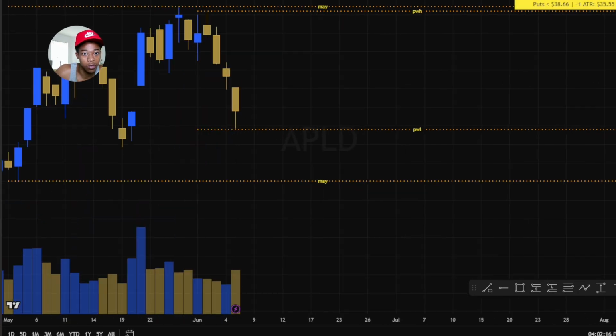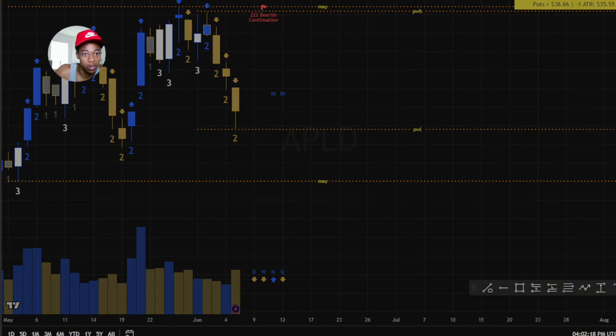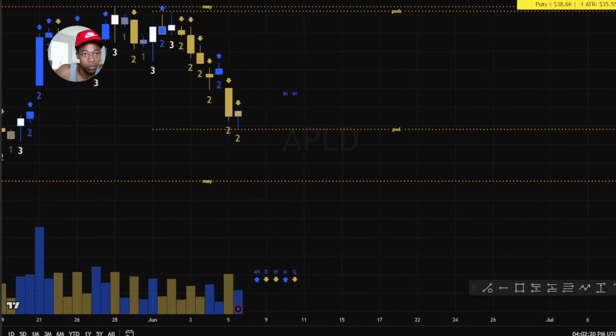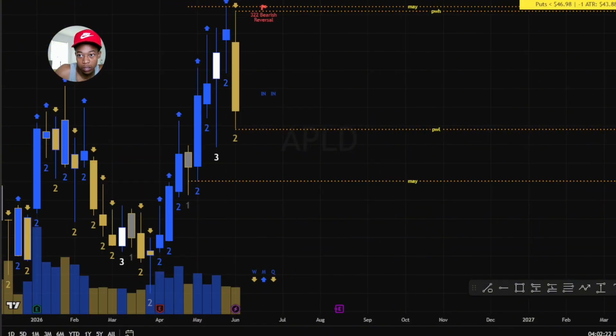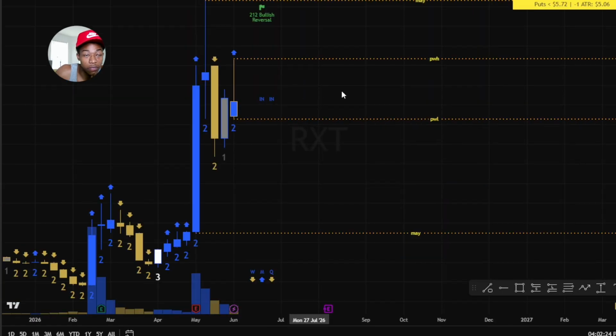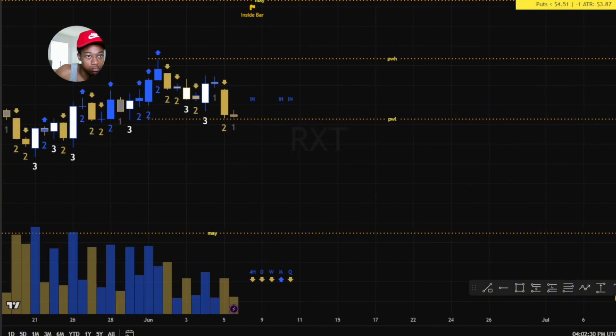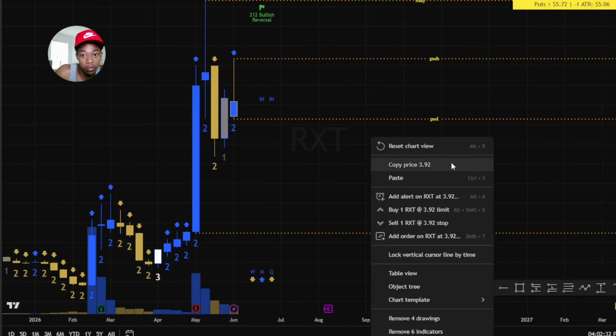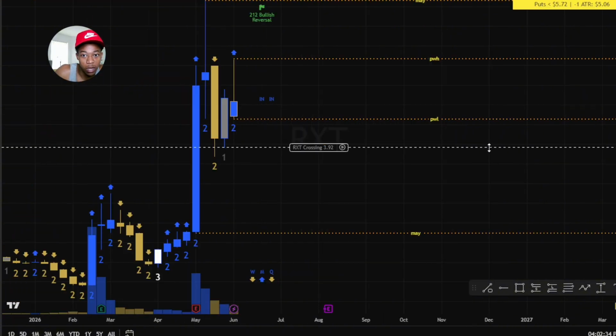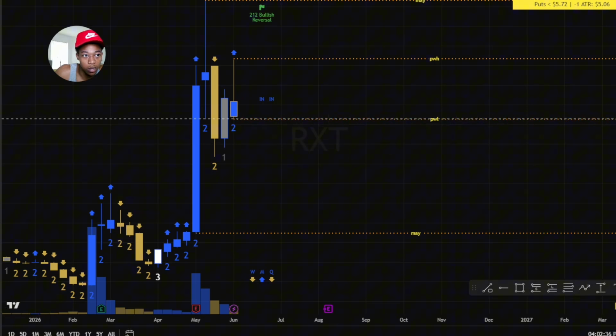APLD, got a Gulf on the week, got a 2 down, failed 2 up, so yeah, I see a pullback on that. Got a failed 2 up on Rackspace. This can be another good one right here. Got a fail 2 up right here on the week.